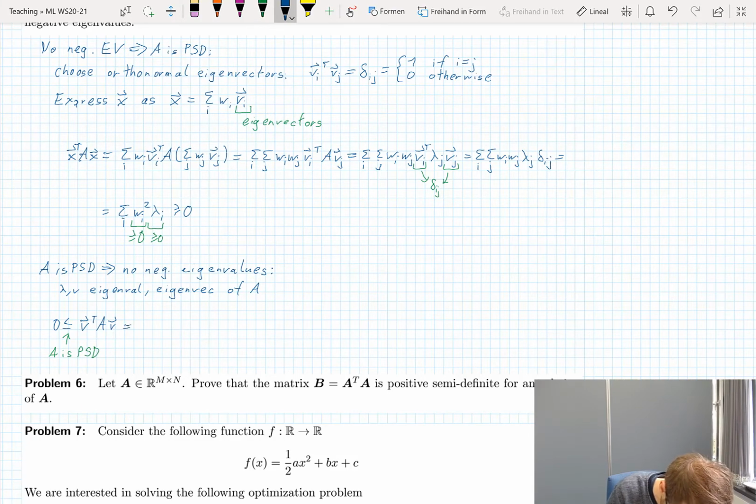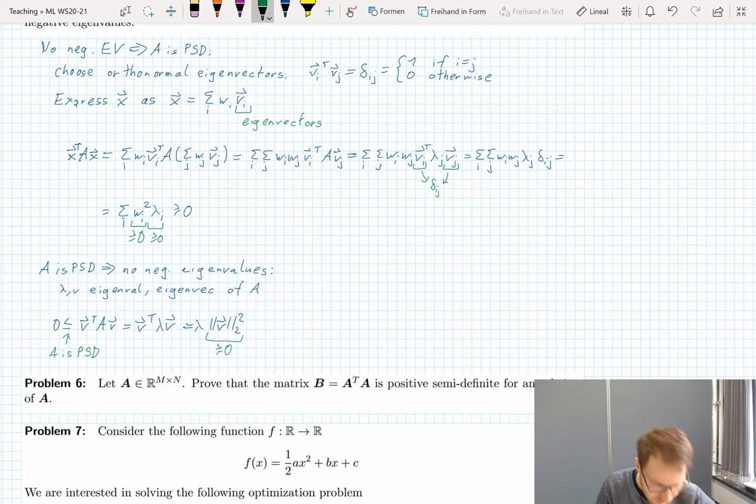Now, because these are eigenvectors, we know that this is the same as lambda v, right? And then we can pull out the lambda, and then we just have lambda times the norm of v. So this is greater or equal 0. And the left-hand side says the whole thing is greater or equal 0, so therefore lambda has to be greater or equal 0. And that is it. Okay.